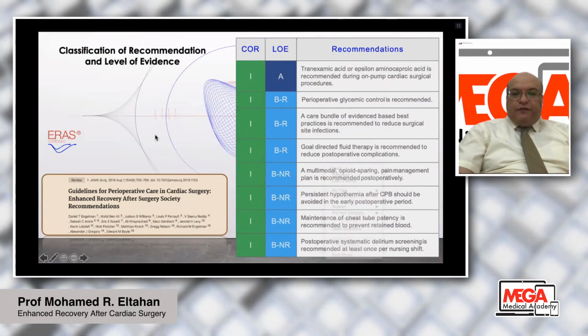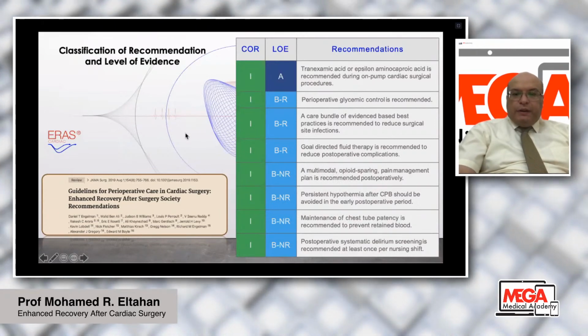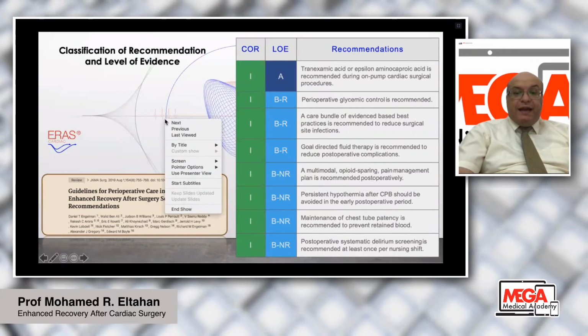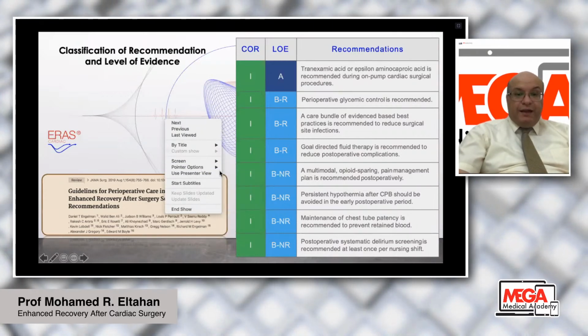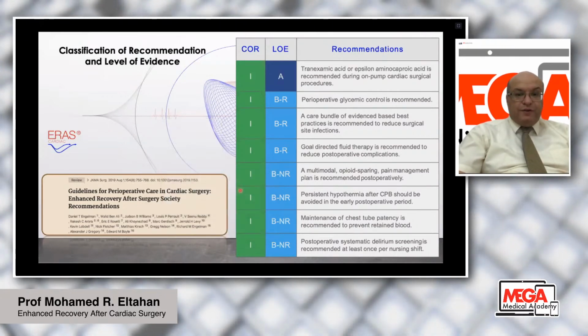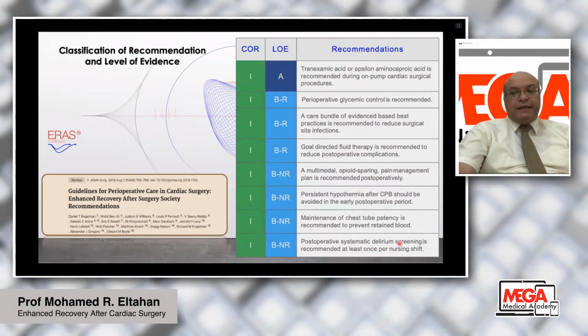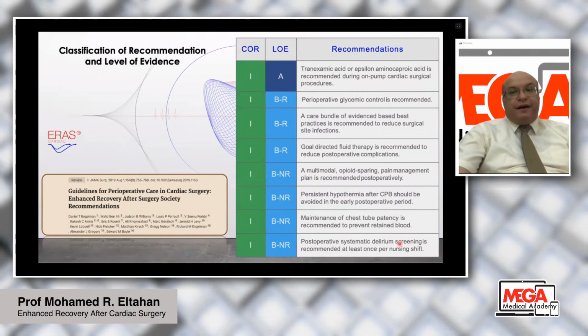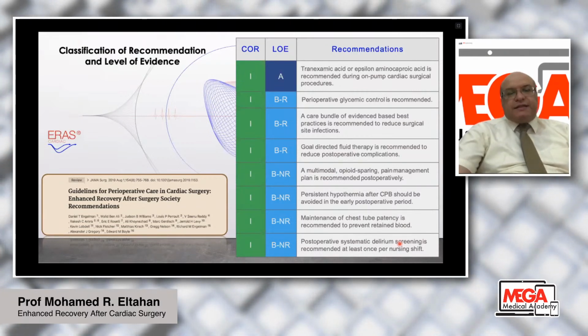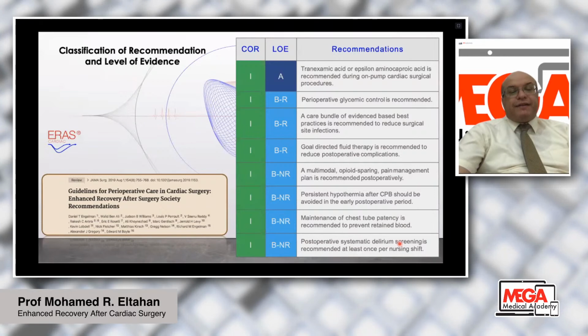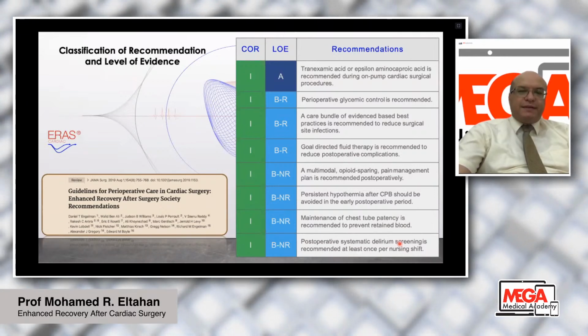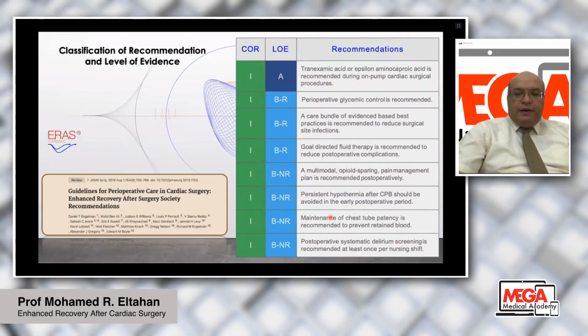Additionally, maintenance of chest tube and post-operative systemic delirium screening using some screening tools. There are several screening tools available. It should be recommended at least once per nursing shift. That means at least 3 times per day for the first 3 to 4 days after cardiac surgery using cardiopulmonary bypass.